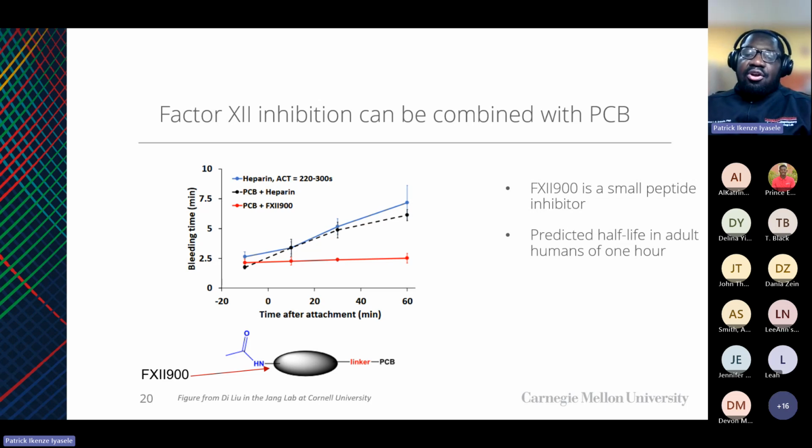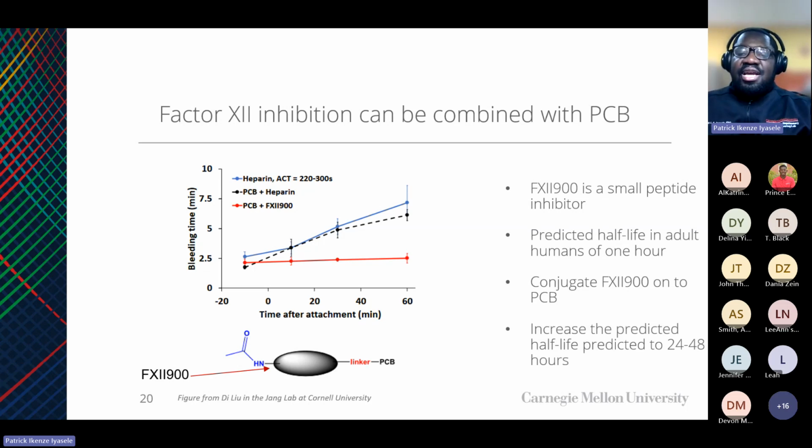We are working with our partners at Cornell University to attach factor 12-900 molecules to the PCB in order to increase its half-life. Attaching factor 12-900 to PCB should increase its half-life to 24 to 48 hours while maintaining its anticoagulant effect. Right now, our partners at Cornell are optimizing the synthesis of factor 12-900 PCB conjugates to maintain stability. Once that stability is maintained and the synthesis process optimized, we will then test the formulation using our rabbit-scale devices.